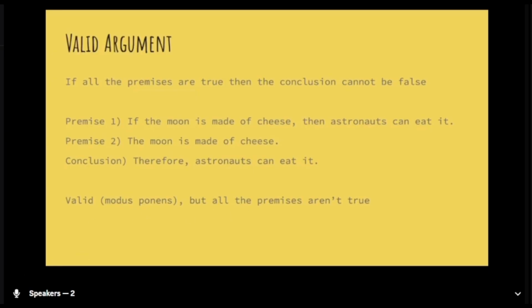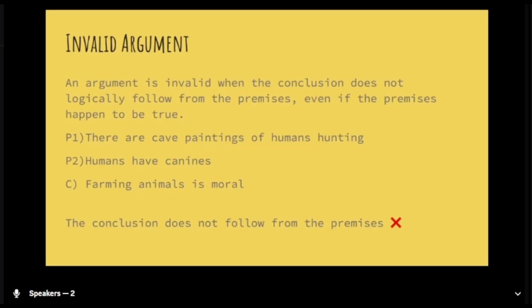By valid, do you mean that the conclusion must necessarily come out of the premises? Valid means that if all the premises are true, then the conclusion logically follows from the premises. Okay. Premise 1 is true or false? Premise 1 is true, but premise 2 is false. Correct, yeah. Invalid argument: the argument is invalid when the conclusion does not logically follow from the premises, even if the premises happen to be true.